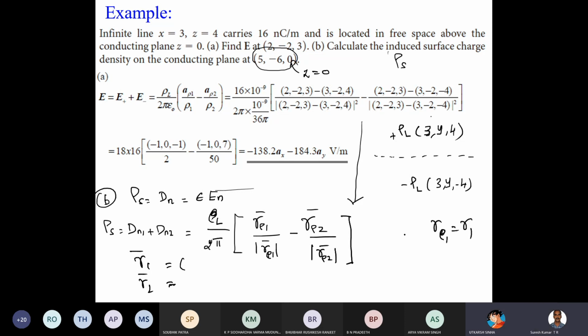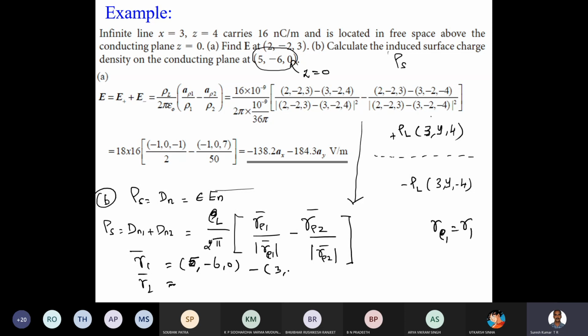Sir, 2 minus 4 and minus 4. Okay, it's 2 comma minus 4. No, don't tell the answer. I first tell the points, endpoint and starting point, R1 vector. Endpoint will be 5 comma minus 6 comma 0, minus what? 3 comma minus 2 comma 4. Repeat. Where is the source? 3 comma minus 2 comma 4.